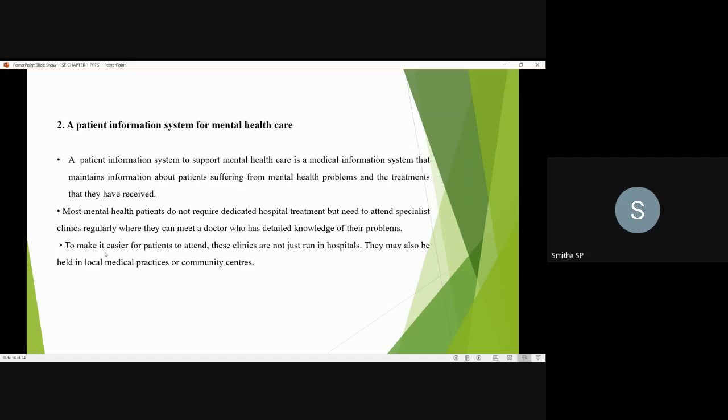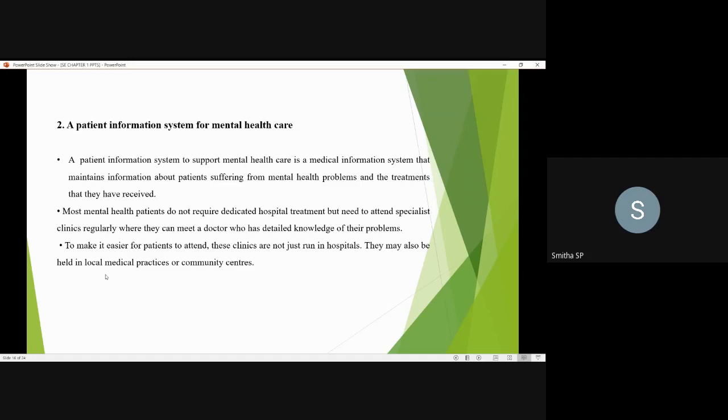To make it easier for patients to attend, these clinics are not just run in hospitals, they may also be held in local medical practices or community centers. So, what is a patient information system for mental health care? We call it the MHC-PMS, that is the Mental Healthcare Patient Management System.